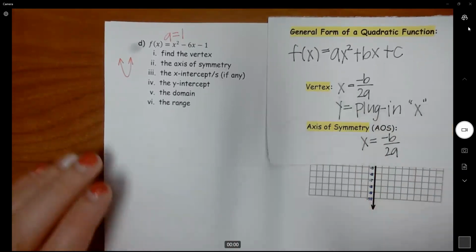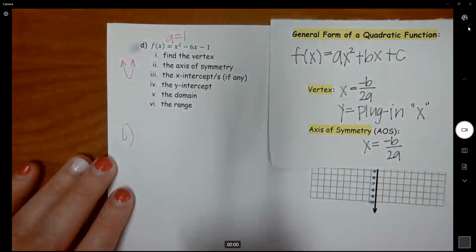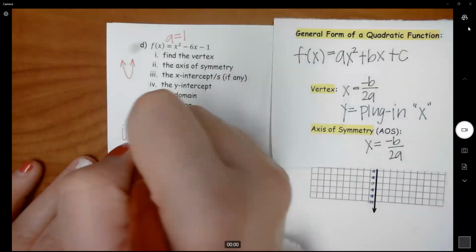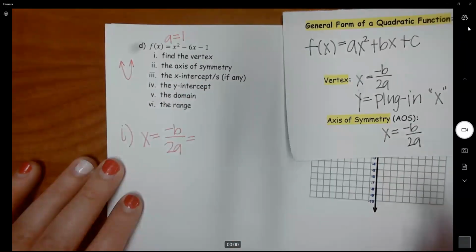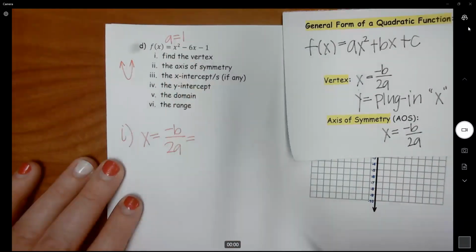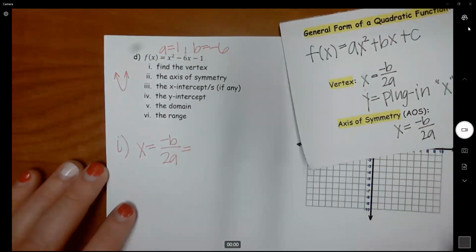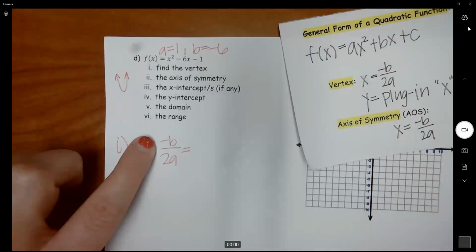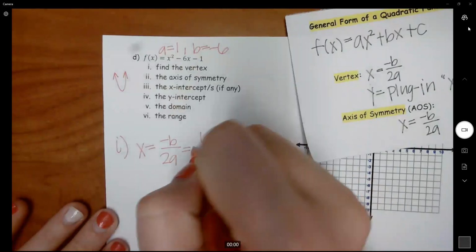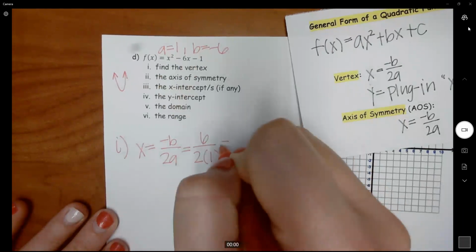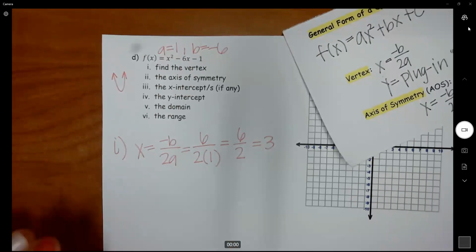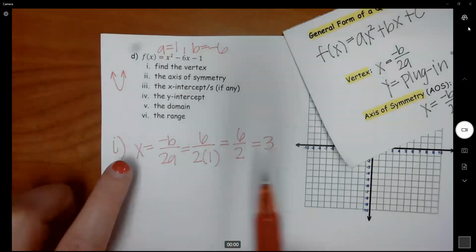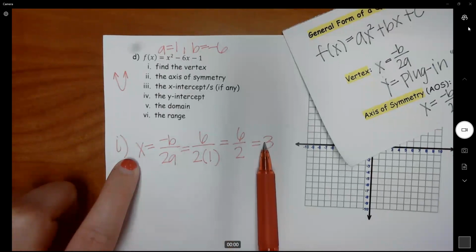To find my vertex, part A or part 1, I need to use my formula of x equals negative b over 2a. We've already said that a is 1, my b is negative 6. So when I plug in this, we've got negative of negative 6, we get positive 6, and then 2 times 1. So we have 6 over 2, which is 3. This is only half of your vertex. I only know that x equals 3 on my vertex.